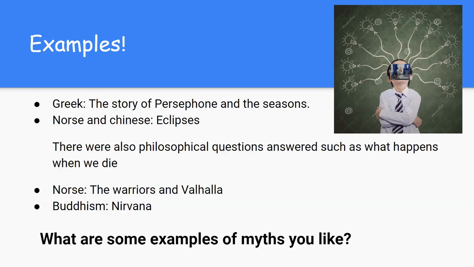Rahu got really mad at the sun and moon gods, so he chased them around the planet until he can finally eat them. But eclipses are not permanent because Rahu doesn't have any arms and he can't grab onto them. So that's eclipses. That's an example of myths trying to explain things.